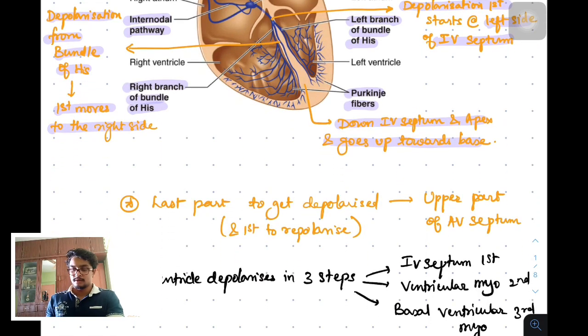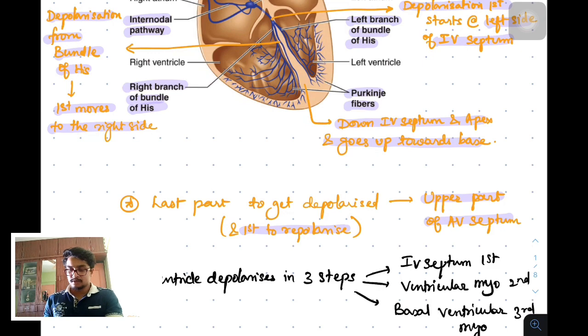The main fact you should remember is that the last part to get depolarized in this conduction pathway is the upper part of the AV septum. Also, this is the first part to get repolarized. I'll talk about this later in the video.